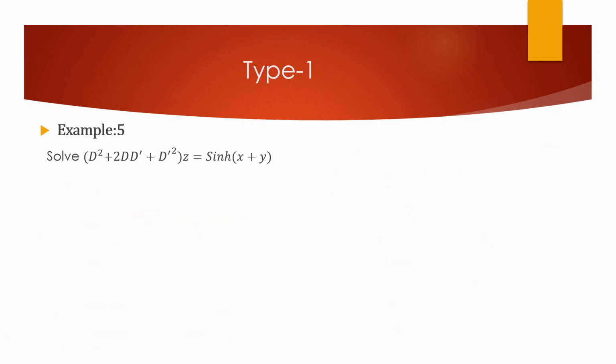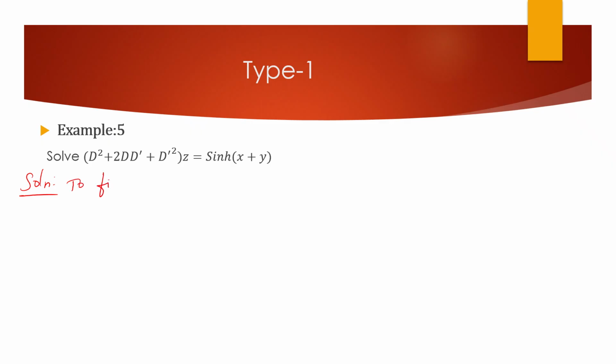Okay, so this is our last example. Here on the right hand side we have a hyperbolic function, which is not an exponential function, but for this hyperbolic function also we can apply the type 1 rule, because this can be expressed in terms of an exponential function, using the formula.